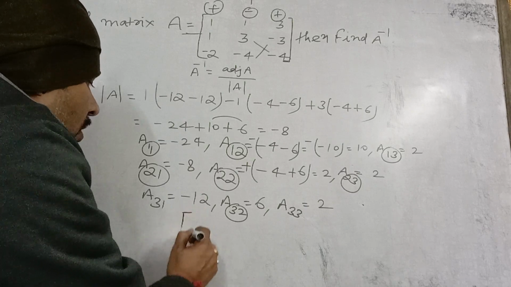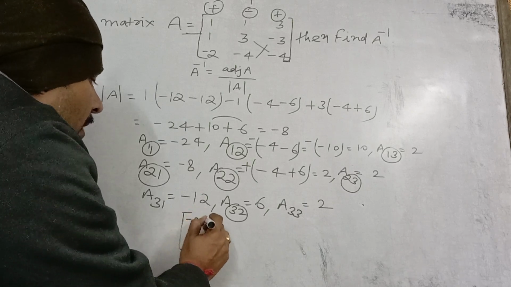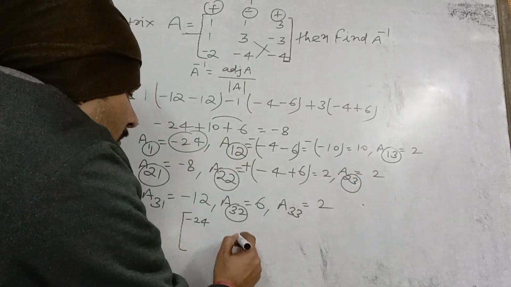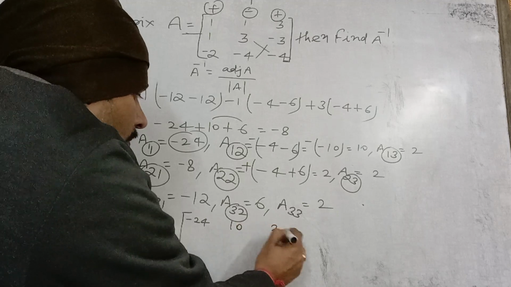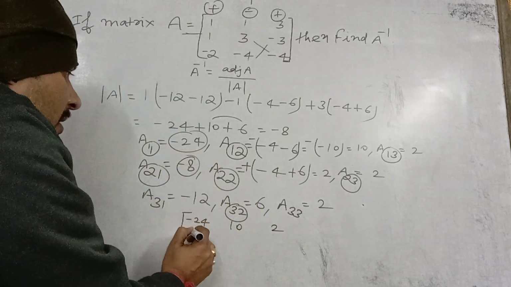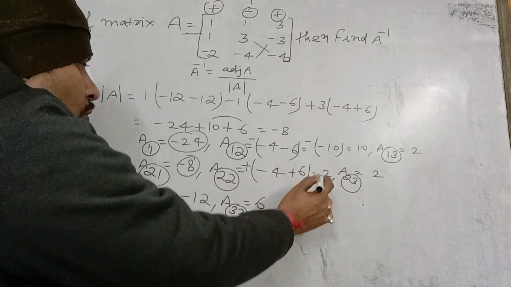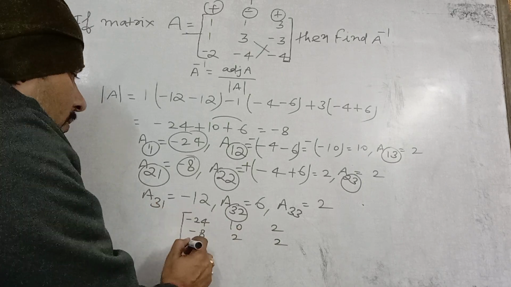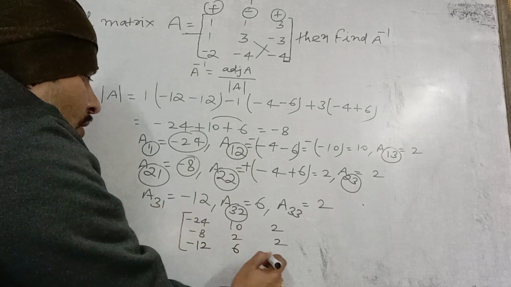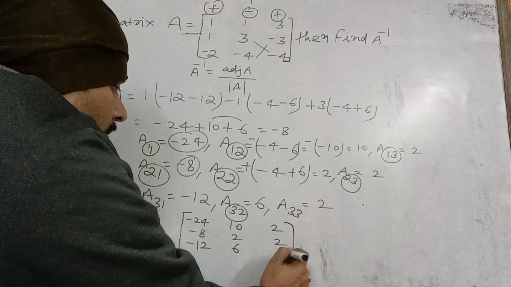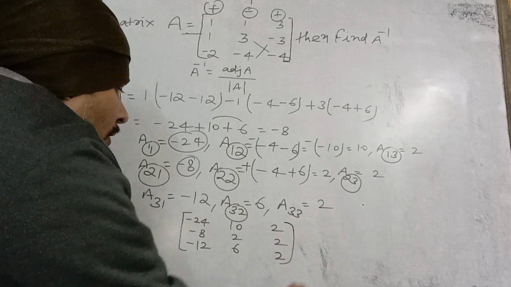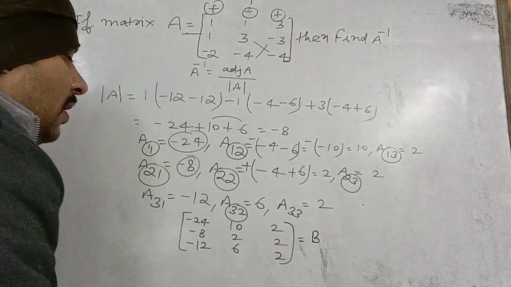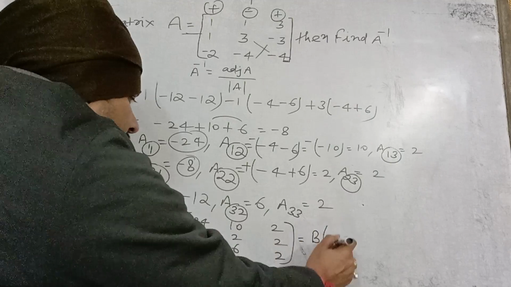Now write all the cofactors. That is -24, first value. Second value is 10. And this value is 2. That value of A21 is -8. This value becomes 2. And this value becomes 2. -12, 6, 2 equals to B. Let.